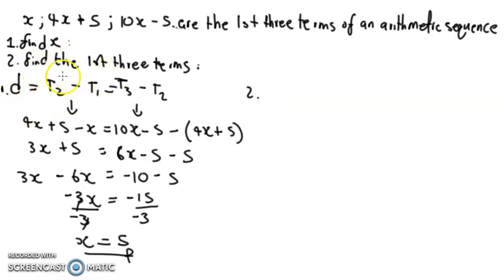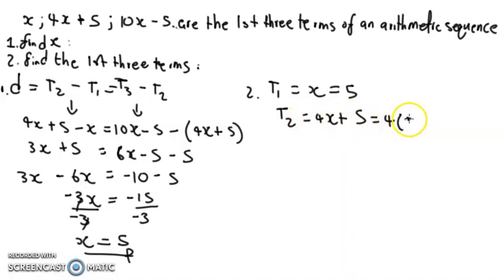The second question is asking us to find the first 3 terms. These are the first 3 terms: term 1, term 2, term 3. Term 1 is x, and we already found that x is equal to 5, so term 1 is 5. So term 2 is 4x plus 5. We know that x is equal to 5. So 4 times 5 is 20, plus 5 is 25.